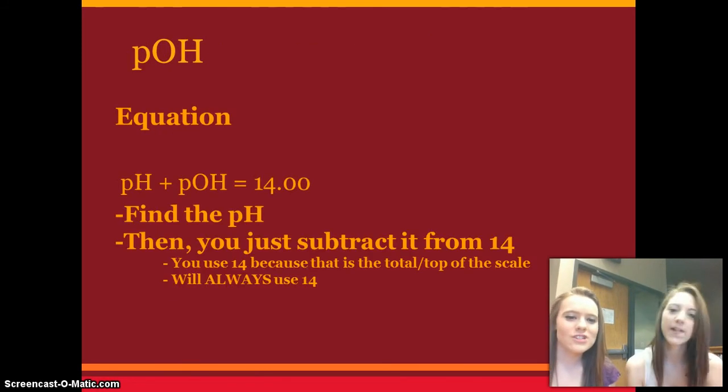Okay, so for pOH, you have to find the pH, or the pH is already given to you, so then it's just pH plus pOH equals 14. And you have to use 14 because that's the total or the top of the scale, and you will always use 14.